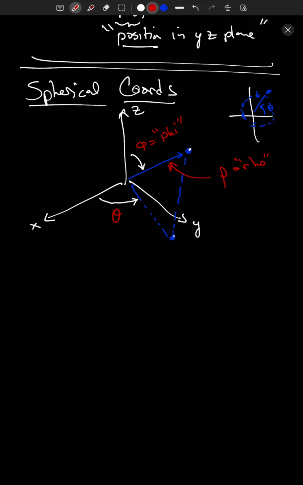So if you do have all three of these, you can describe exactly, precisely where you are in space. And again, the rho describes how far you are from the origin, and the theta and the phi describe where you are, kind of which direction you're in, right? Okay.